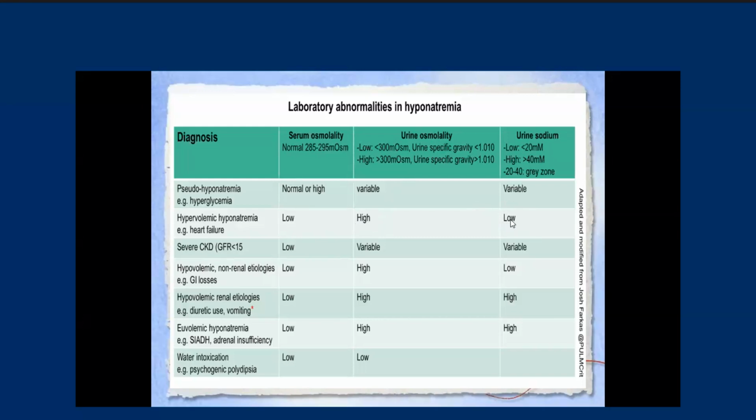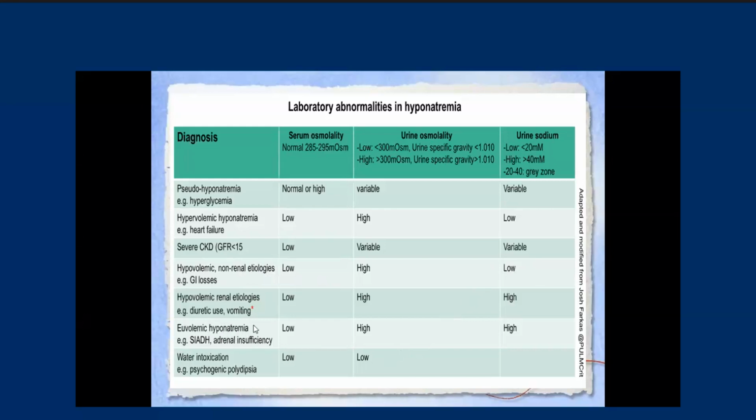inability of concentrating the sodium, and where there is a loss of sodium, then the urine sodium is going to be low. So the two causes of hyponatremia where the urine sodium will be low are patients with hypervolemic hyponatremia, and patients with hypovolemic hyponatremia secondary to GI or non-renal causes. The other is SIADH.